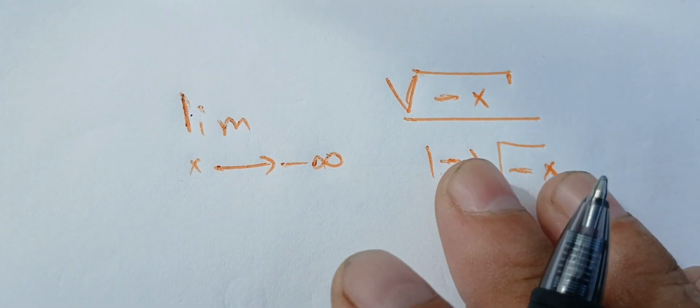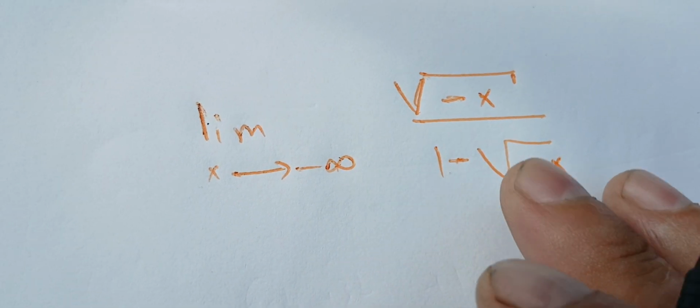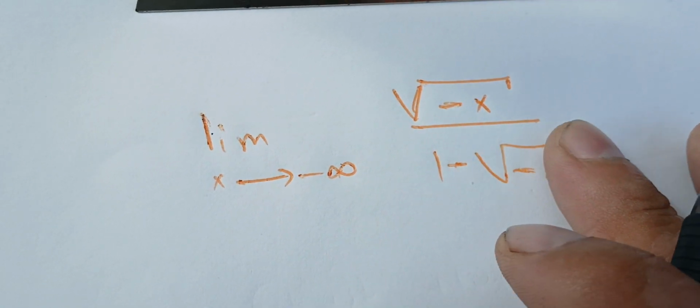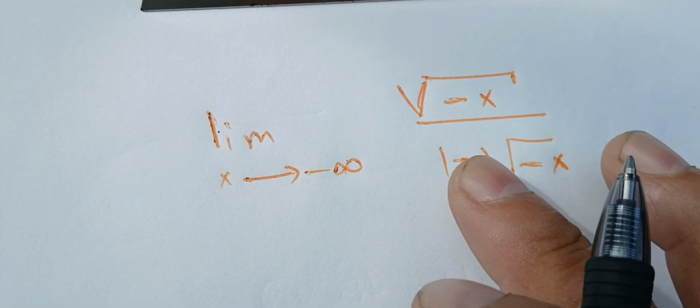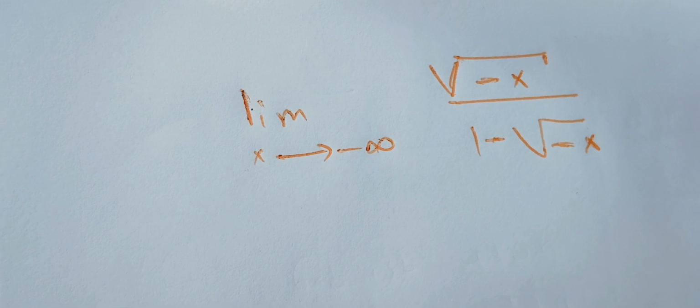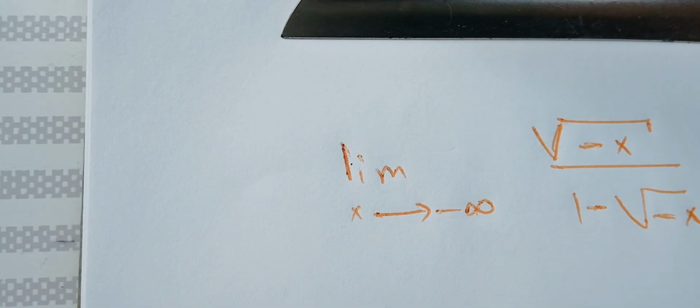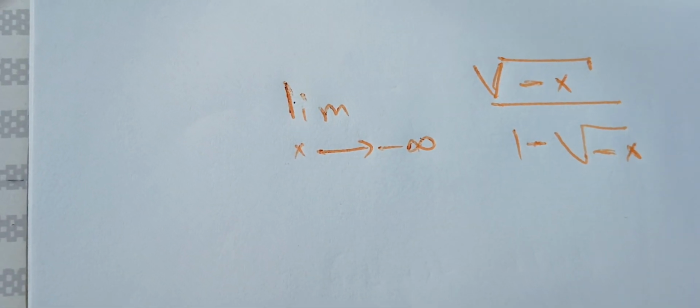In this video, we're gonna find the limit as x goes to minus infinity of this ratio, the square root of minus x over 1 minus the square root of minus x. One good idea to start is that we need to find the domain of definition of this function.